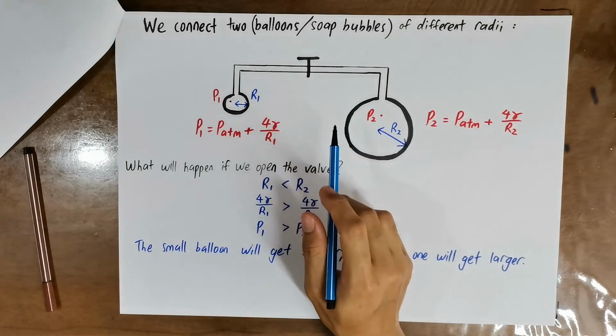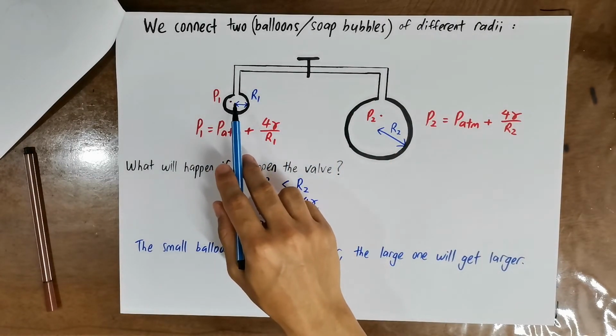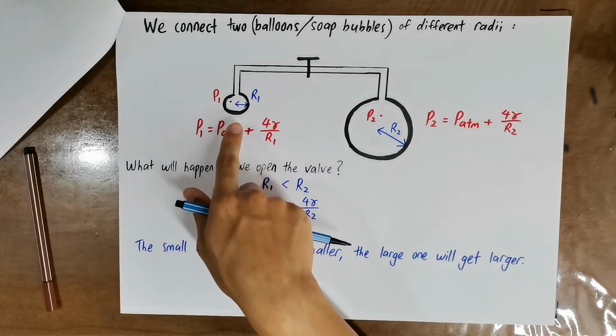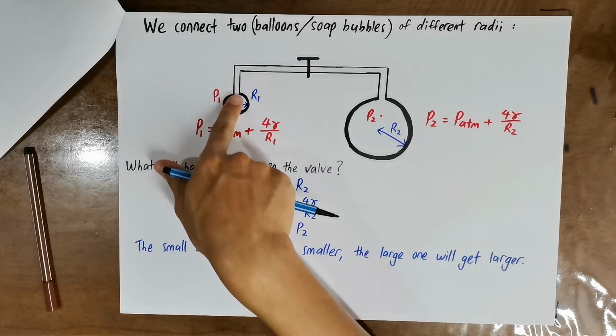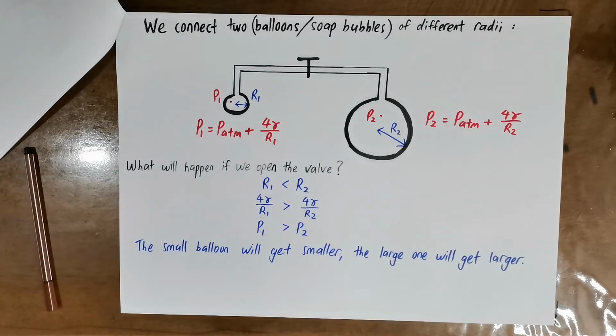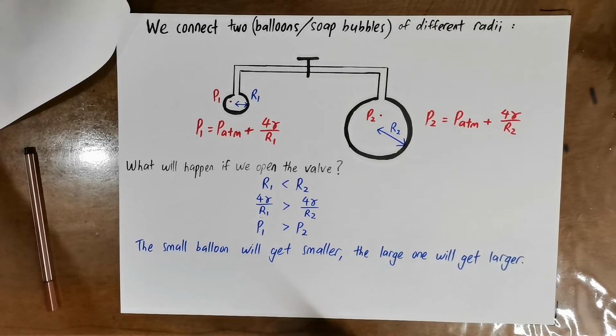When you open the valve, since the pressure here is higher, it will push the air from here to here. The small balloon will get smaller and smaller, and the large one will get larger and larger. Just like the poor people get poorer and poorer, and the rich ones get richer and richer.